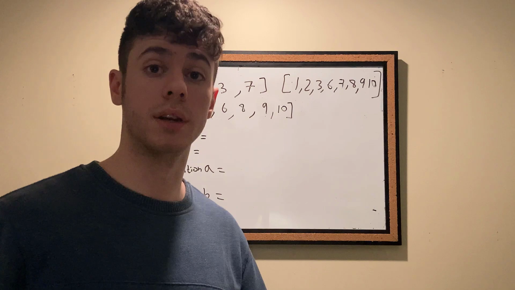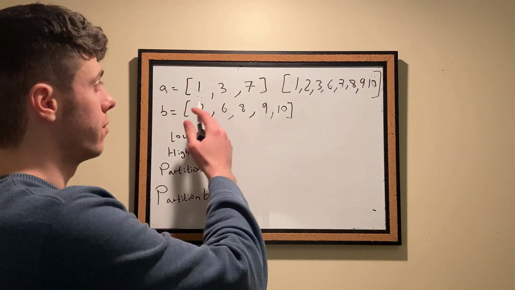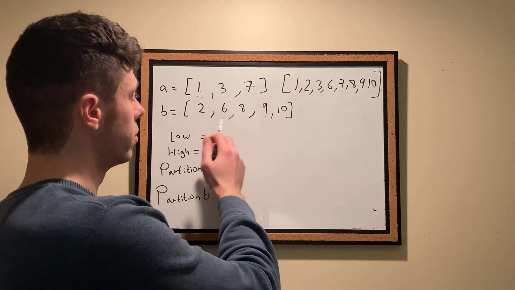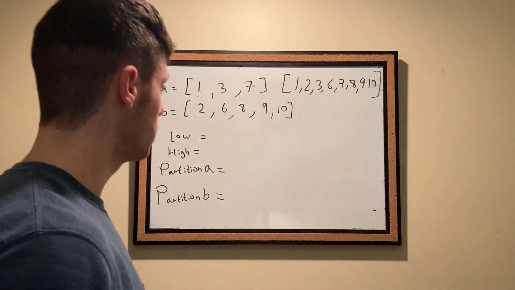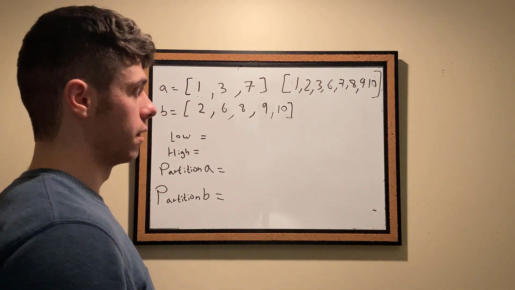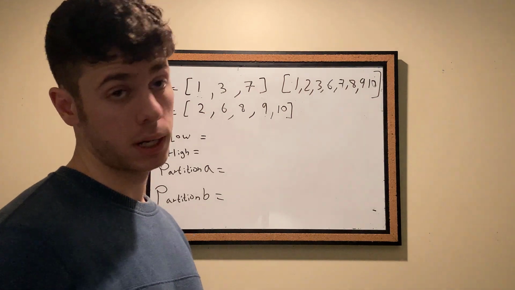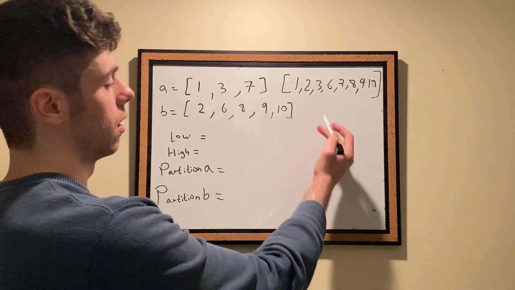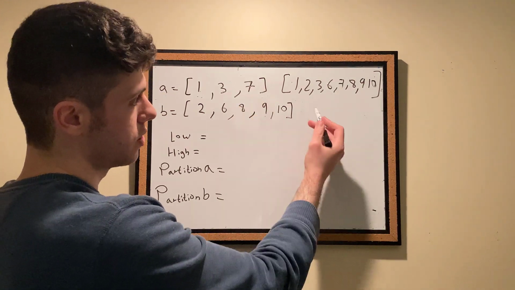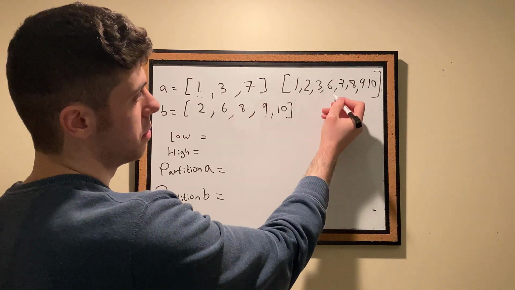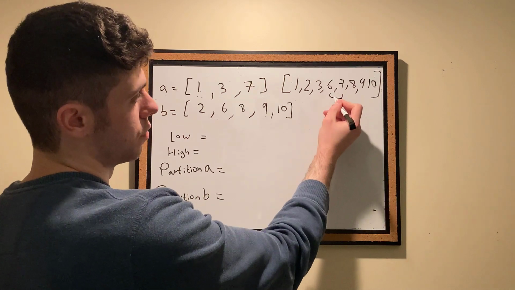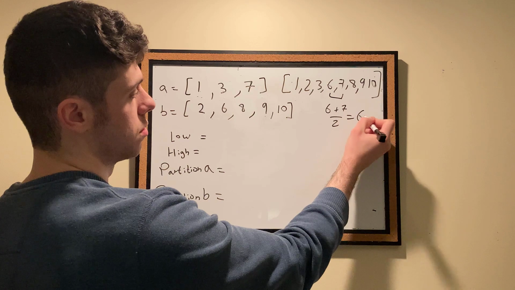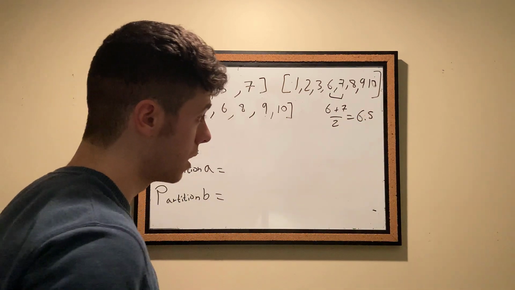Alright guys, so let's look at an example. Let's say you're given an array A with 3 elements, and an array B with 5 elements. So essentially what you want to do is, again, find the median, right? If you had a merged, sorted combination of these 2 arrays, you would have this, and the median would be the average of these 2. So 6 plus 7 divided by 2 gives you 6.5, right?